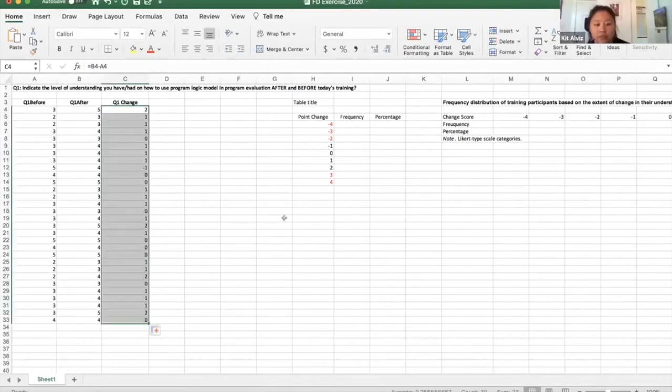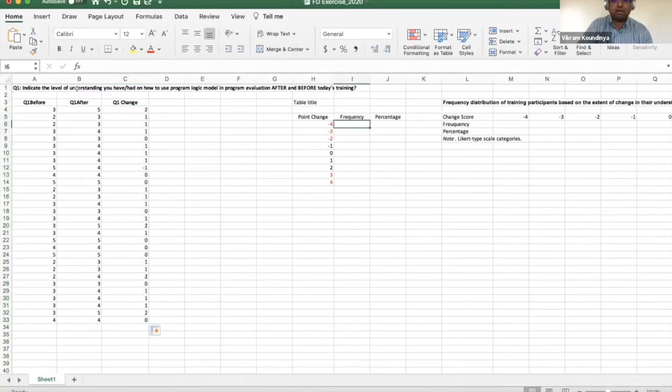There's a trick where you can double click the bottom right of a cell, and it'll auto populate, but next time. Okay, so next, you will see the frequency, right? That's what we want. So click on column I here and hit this function f of x.